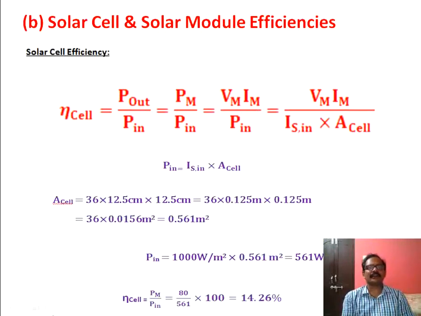The second point is solar cell and solar module efficiency. Now solar cell efficiency. What is the solar cell efficiency? Output power by input power.